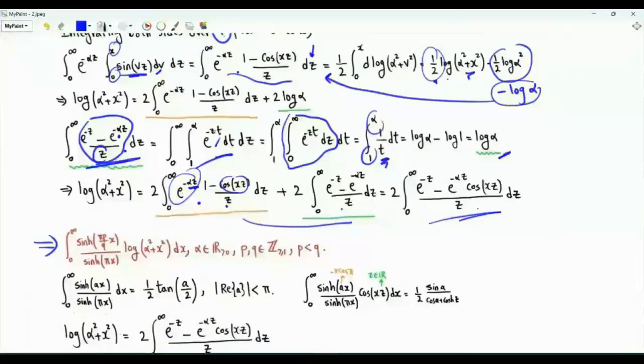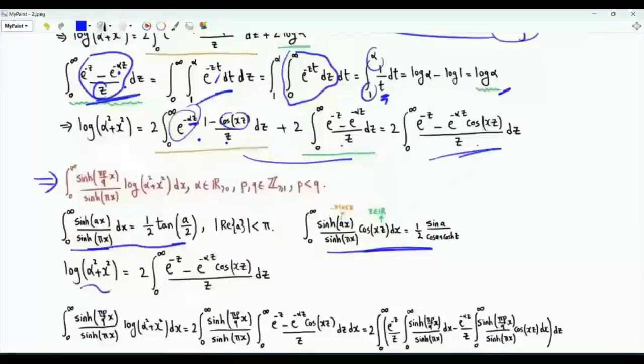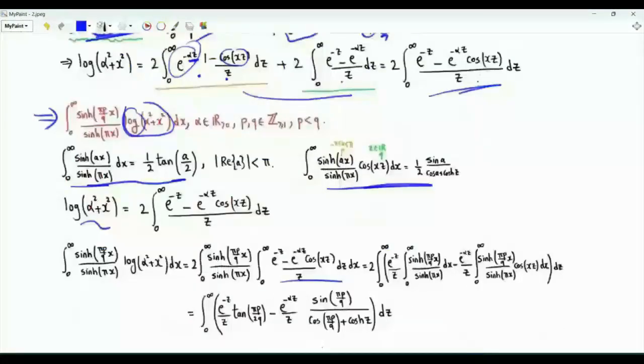Now we have 3 results. On the previous page, we obtained this integral and that integral. Now we have this representation for the logarithm. Let's use it. Replace the logarithm of alpha squared plus x squared in the integral of interest by this integration here. As usual, assume that we can interchange the order of integration.